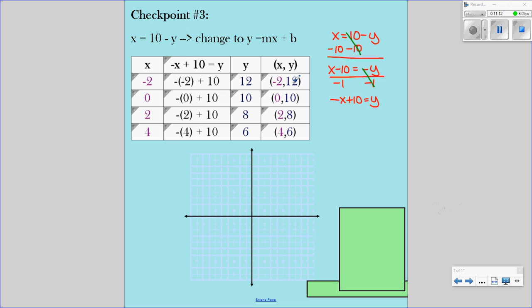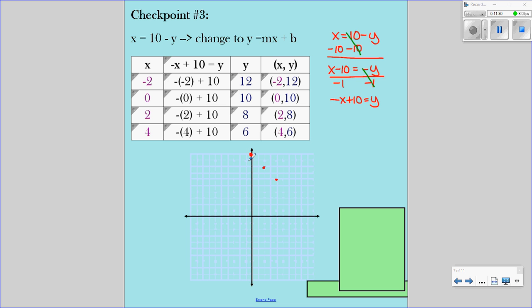So for this one, the 12 is not there. I have negative 2, but 12. So I'm just going to leave that out. I have the other numbers. So 0, 10. I have 2, 8. And then I have 4, 6.